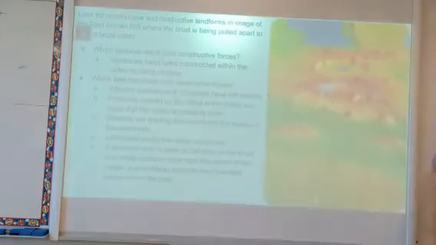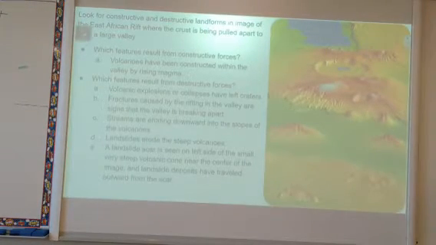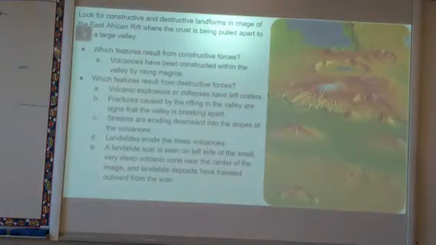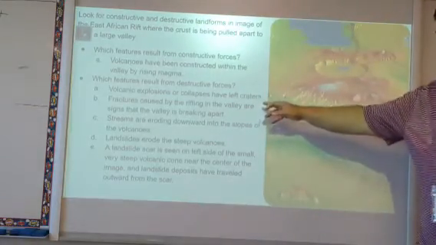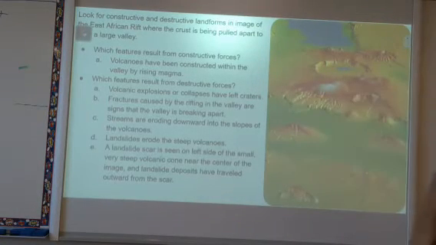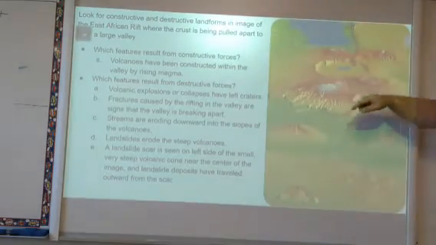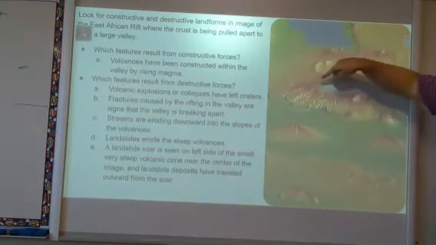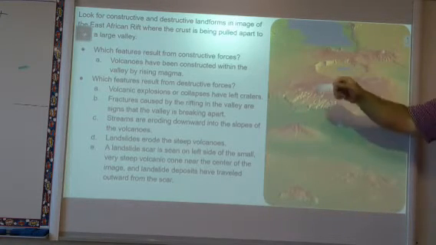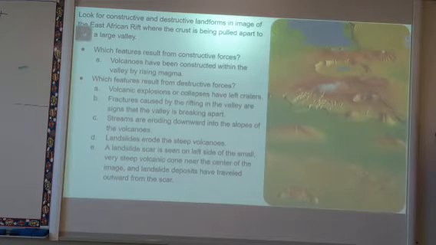So we have volcanoes that have been constructive. So they're releasing magma and forming new land along this rift. But they've left craters. Fractures caused by the rifting in the valley are signs that the valley is breaking apart. Streams are eroding downward. So all these little things that look like cracks, that's where water from the top of the peak is running down. And water likes to find the path of least resistance. So it follows the same path and carves it out over time.